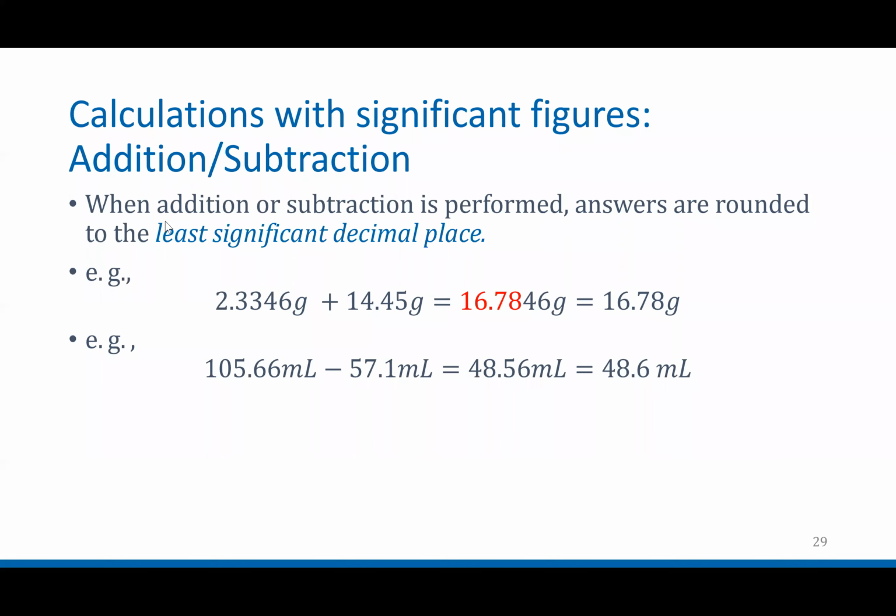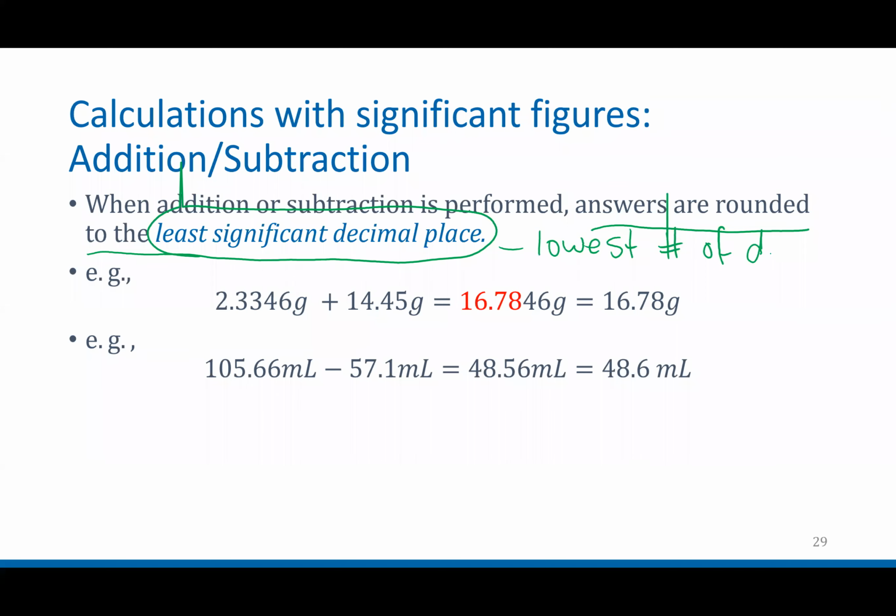All right, here we go, back to the rules. So there are two rules you need to memorize here for significant figures. Adding and subtracting is the first. When you add and subtract two numbers, you always round to the least significant decimal place. And what I mean there is the lowest number of decimals. Okay, the lowest number.